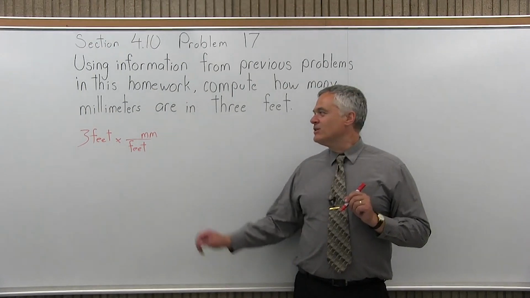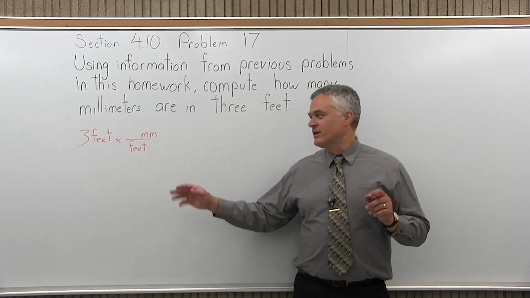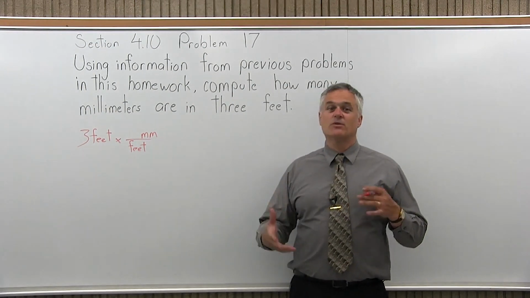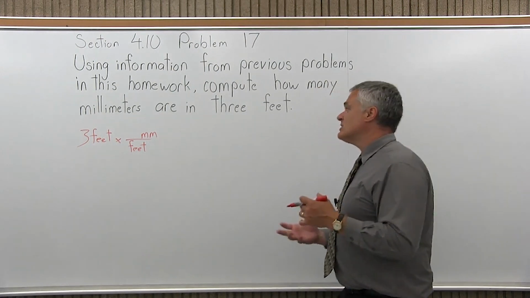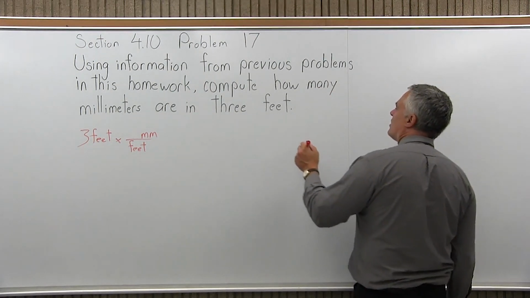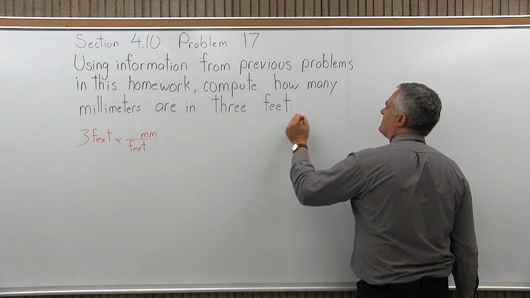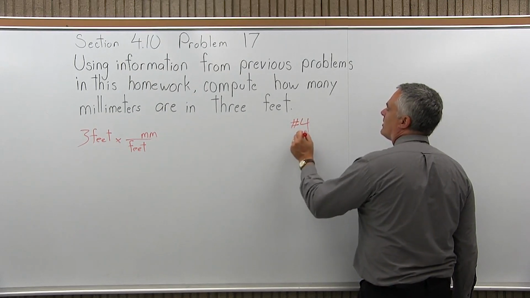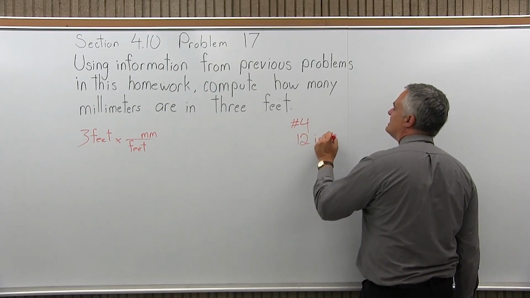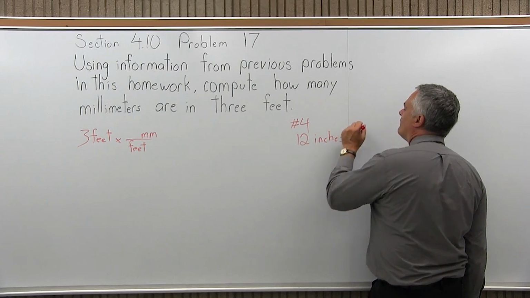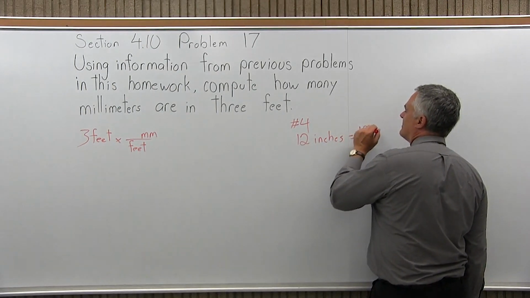Now, I don't have any direct thing that we've used so far that goes from feet to millimeters. We're going to have to do it in a few steps, which is okay. So it says using information from previous problems. If we go back to some of the problems, you'll notice in number 4 that it says 12 inches is equal to 1 foot. So we'll use that.